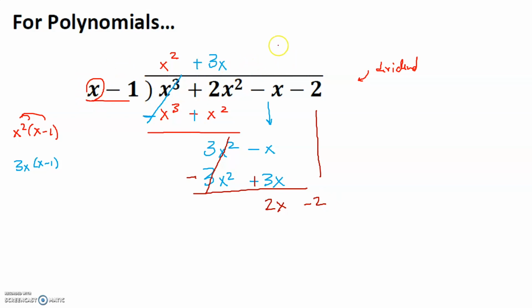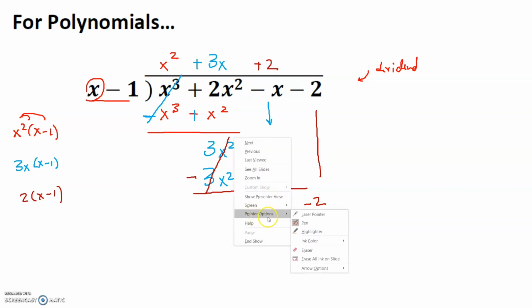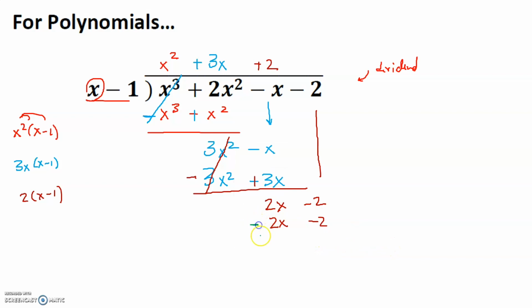Well, what times x gives us 2x? We're looking at those first terms again. Not x squared, 2x, and the answer is 2. So in our head or out to the side, however you want to do it, 2 times x is 2x. 2 times negative 1 is negative 2. We distribute a negative through because we're subtracting, which is what we looked at in the first video. And that gives us 0.